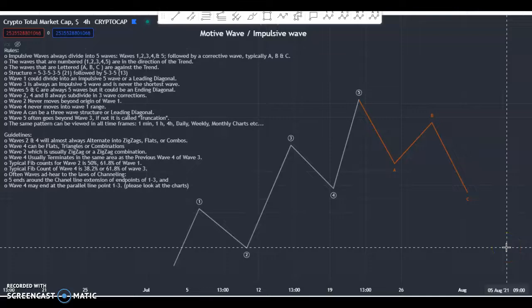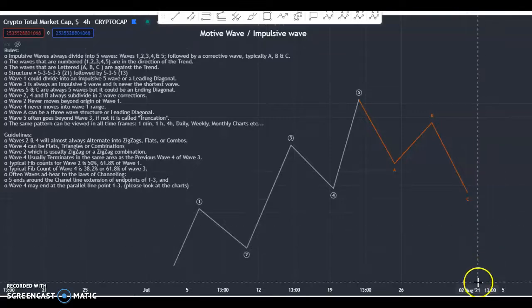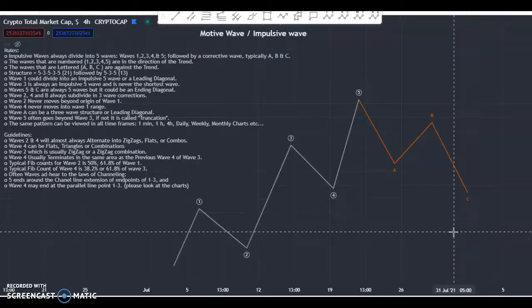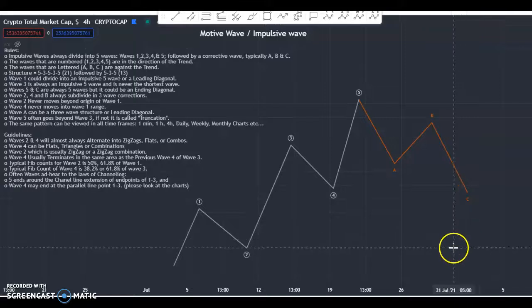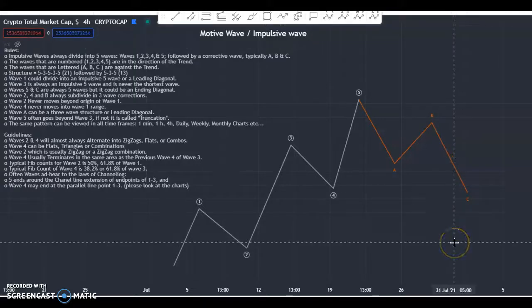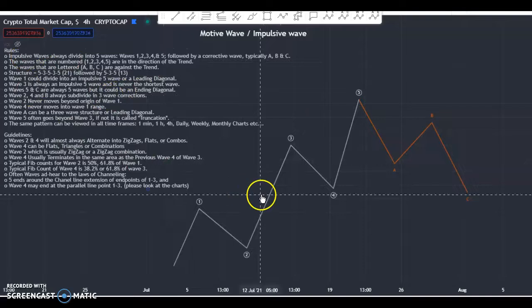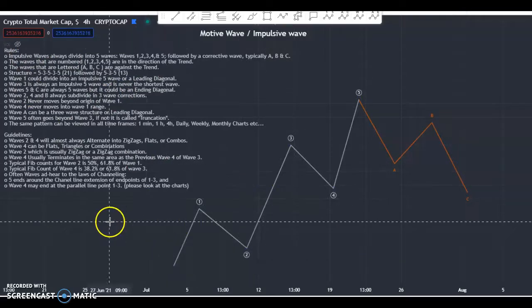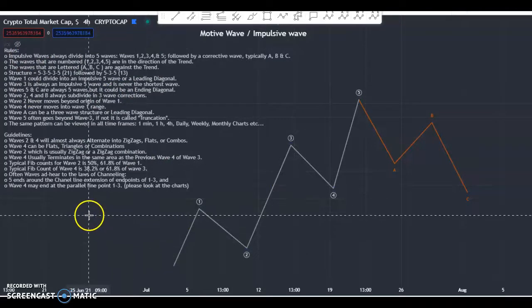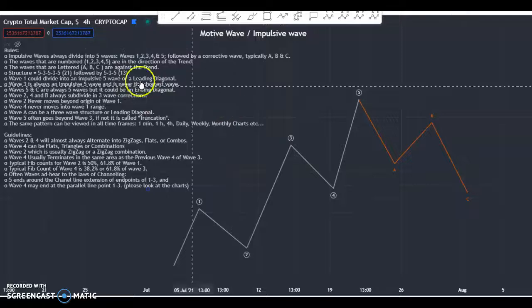Now, how do you know when and where these things will terminate? Where will they carry on? How do we know if it's a correct Elliott wave count? So what we do have is rules in place. Those of you guys who have read the book or looked at the notes, you would have seen all these things on the left here.